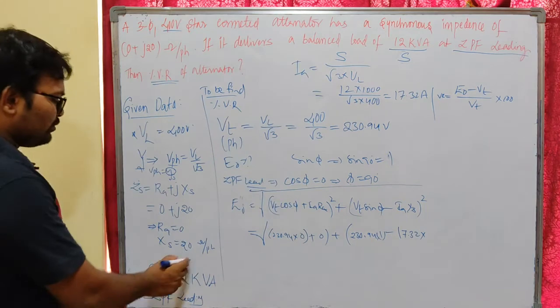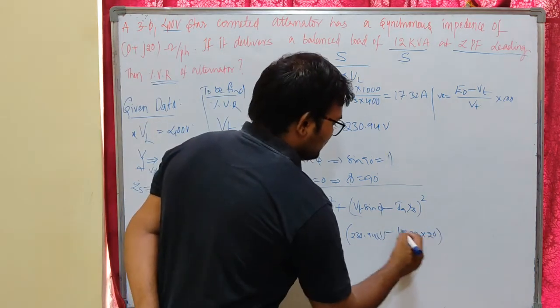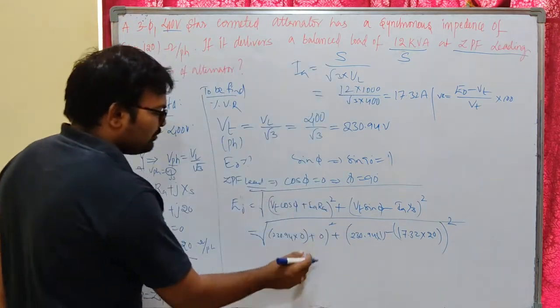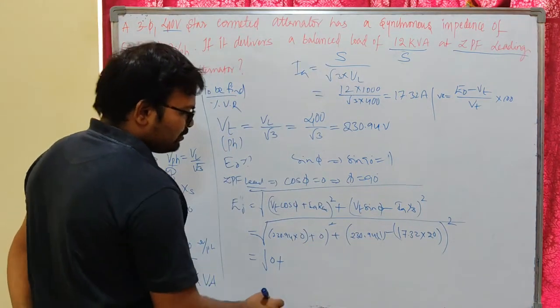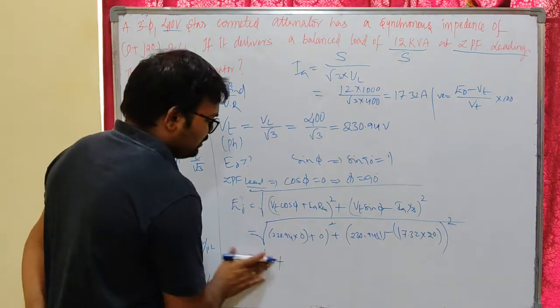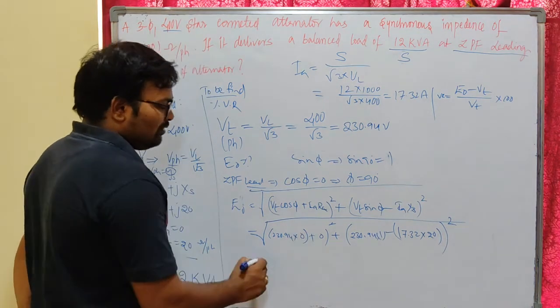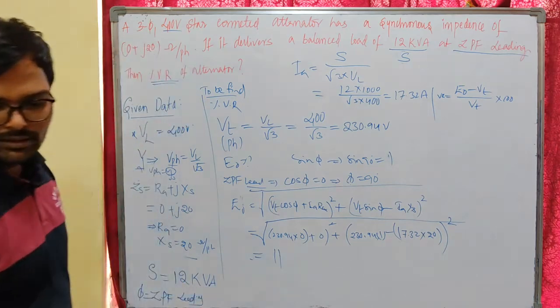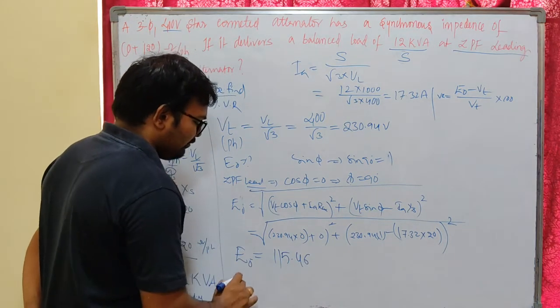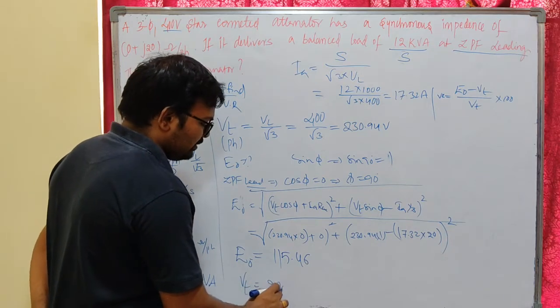Xs value is given as 20, so that will be 17.32 into 20 whole square under root. The first term becomes 0 because there is no value. So the value becomes 115.46. This is the value of E0, and we have Vt equal to 230.96 volts.